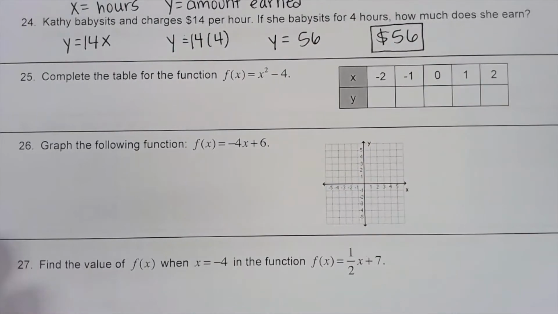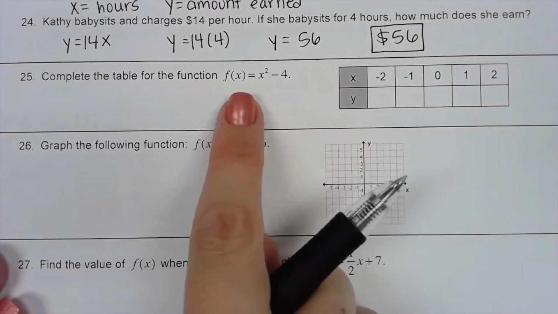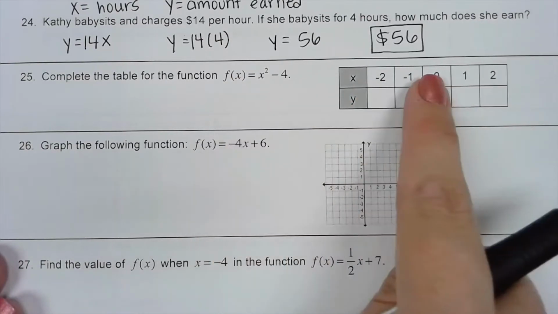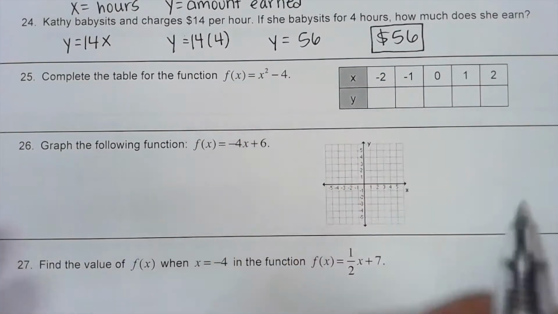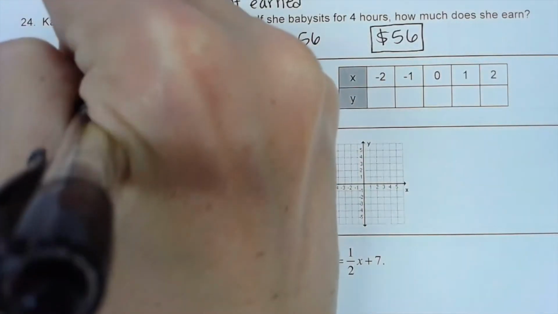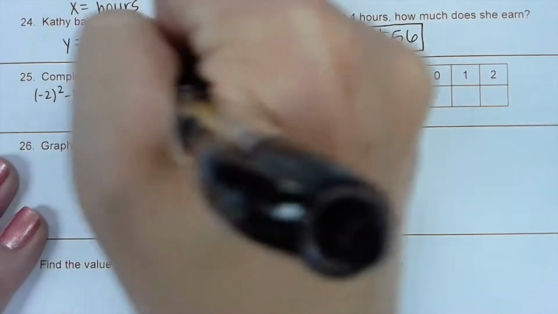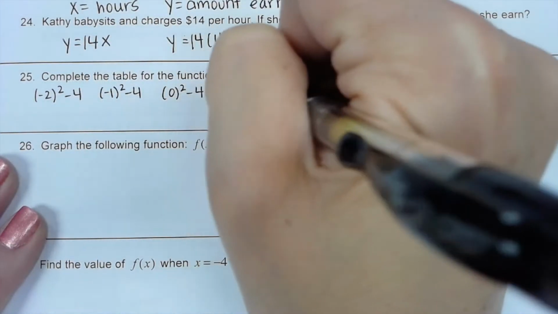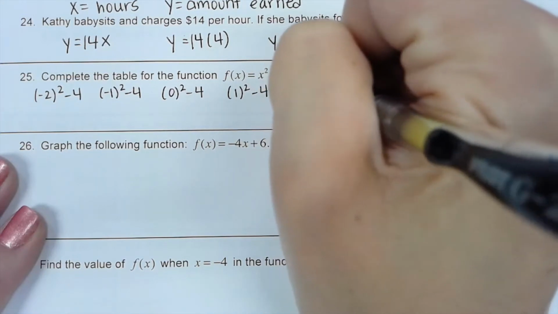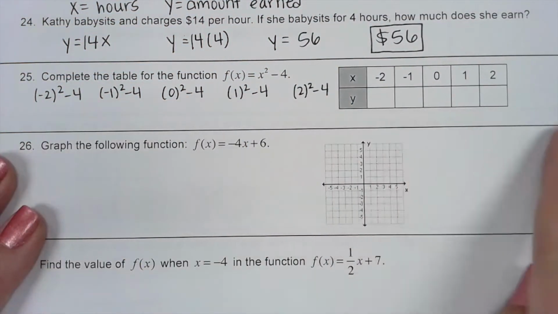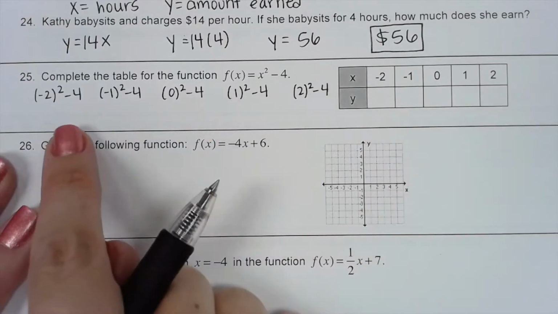Question 25 says to complete the table for the function. Notice that it's already in function notation. So to complete the table for this function, I'm just going to be plugging in each of these numbers for x. So negative 2 squared minus 4, negative 1 squared minus 4, 0 squared minus 4, 1 squared minus 4, and then 2 squared minus 4. And so when I simplify each of these, it will give me the numbers on the table. You just want to be careful with PEMDAS.